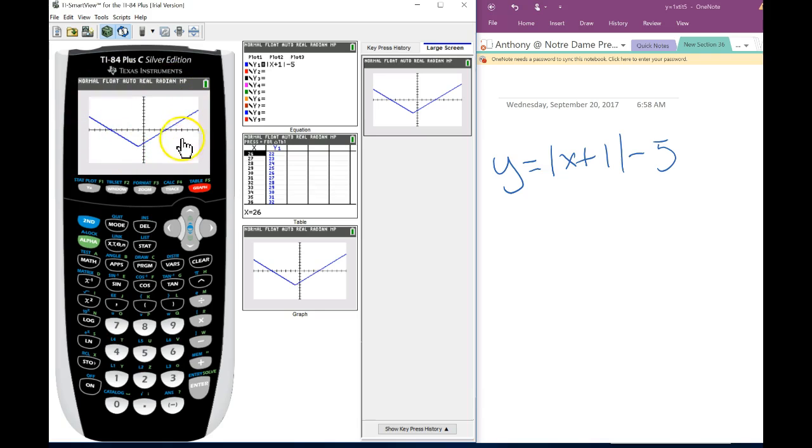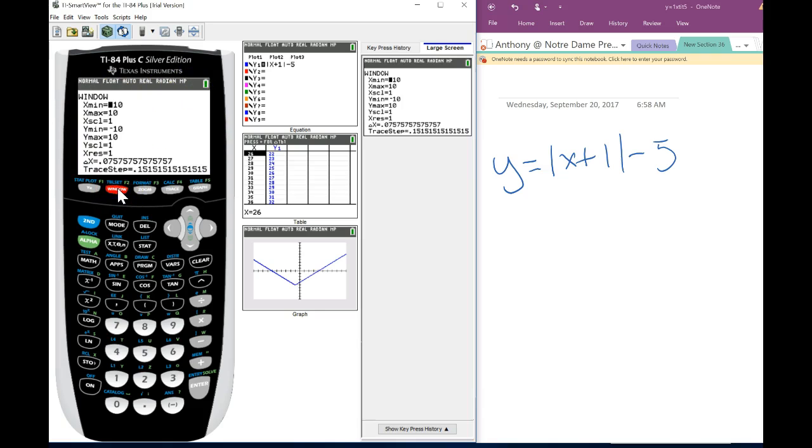If you could not see your graph, the issue is that you don't have an appropriate sized window. So you have two options. You can press the window button and pick your window yourself. We should know that for this absolute value function, the vertex would be at h comma k. So I can reasonably surmise that the window that I've selected from negative 10 to positive 10 on the x's and from negative 10 to positive 10 on the y's would be an appropriate viewing window.